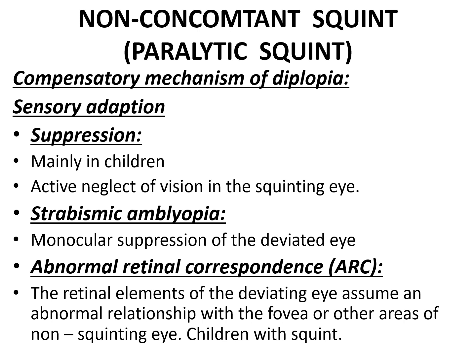But later on, there may be abnormal retinal correspondence, that is, retinal elements of the deviating eye assume an abnormal relationship with the fovea or other areas of the non-squinting eye, so that a crude binocular single vision is attained in children, but that is usually in cases where there is a microtropia.